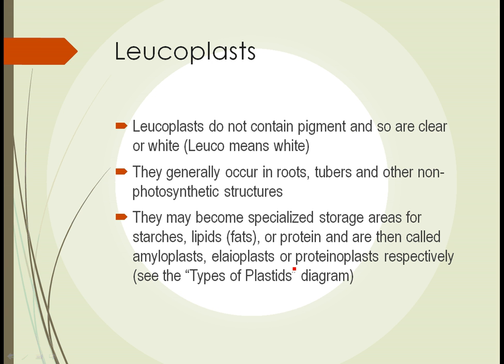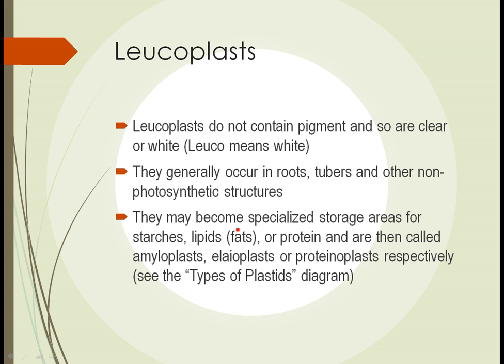Leucoplasts don't contain any pigment, so they're clear or they may appear white. Leuco is a root word meaning white. Leucoplasts generally occur in non-photosynthetic structures, primarily storage type structures, roots or tubers, that sort of thing. So think of a potato. You cut a potato open, the inside looks white.